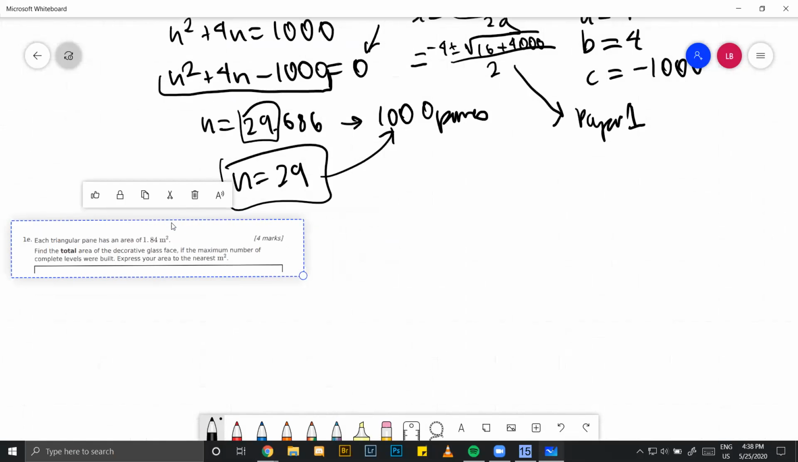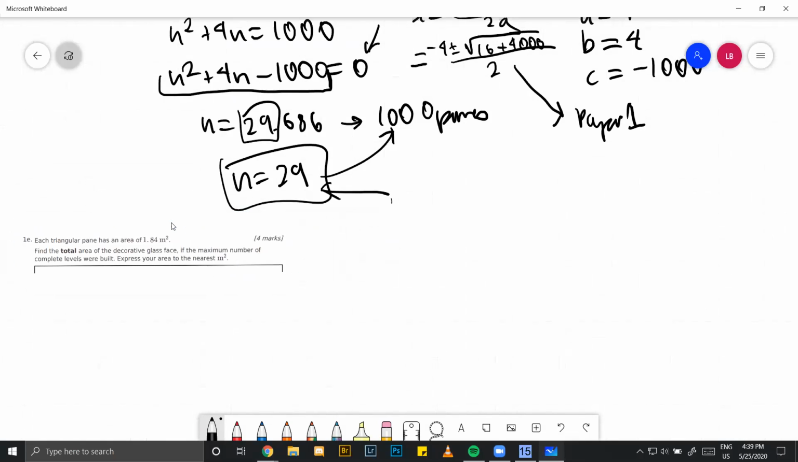Okay, so now the final part of the question, each triangular plane has an area of 1.84 meters squared. Find the total area of the decorative glass face if the maximum number of complete levels were built. So that means, referring back to the previous question, n equals 29 is the maximum number of panes that could be built. And express your area to this. So they want to find out what the total area is if the maximum number of complete levels were built. So if 29 levels were built.